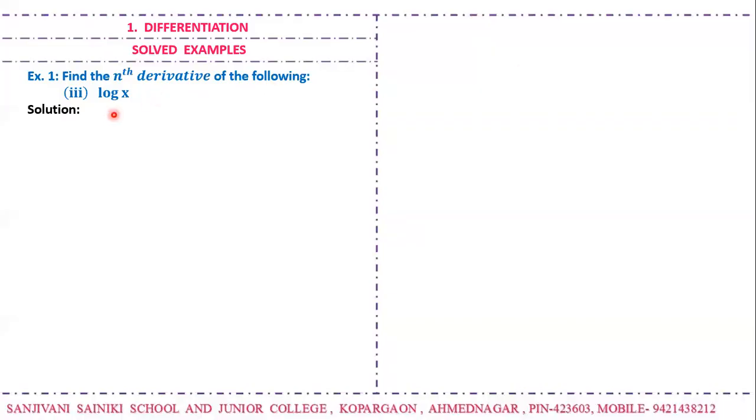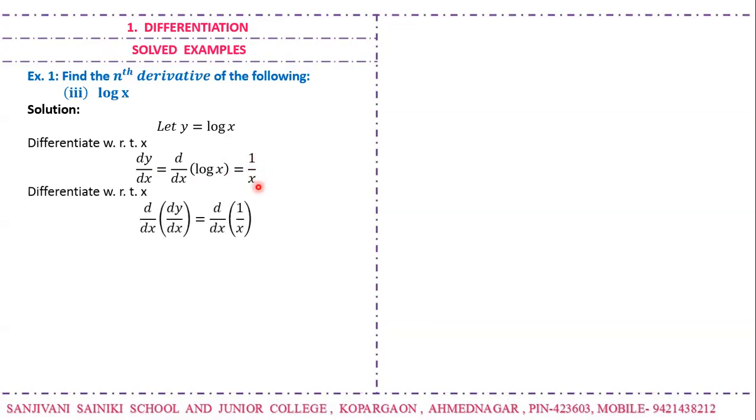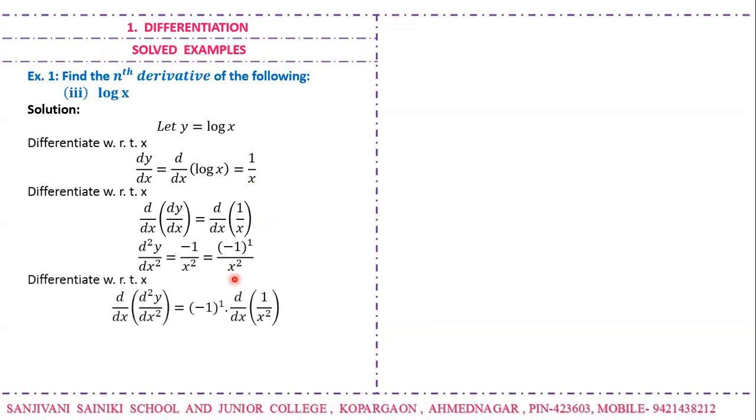Find the nth order derivative of log of x. So let y is equal to log of x. Differentiate with respect to x. Its derivative is 1 upon x. Again differentiating, we get minus 1 upon x square. Again differentiating, you get minus 2 upon x cube. So this is minus 1 into minus 2.